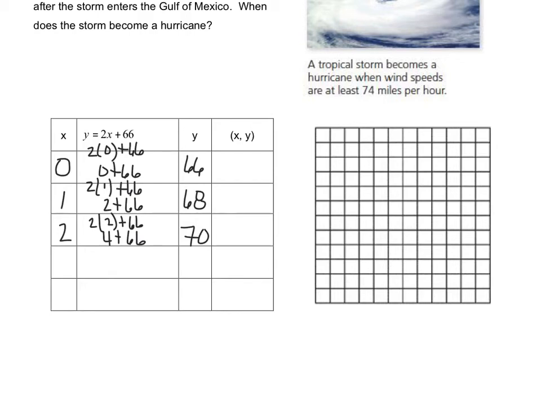So remember, once I have at least 3 points, when 0 goes in, 66 comes out. That now is one of my solutions, 0, 66, that I can use on the graph. When 1 goes in, 68 comes out. There's another solution. And when 2 goes in, 70 comes out. There's another solution. So now I can go to my graph.